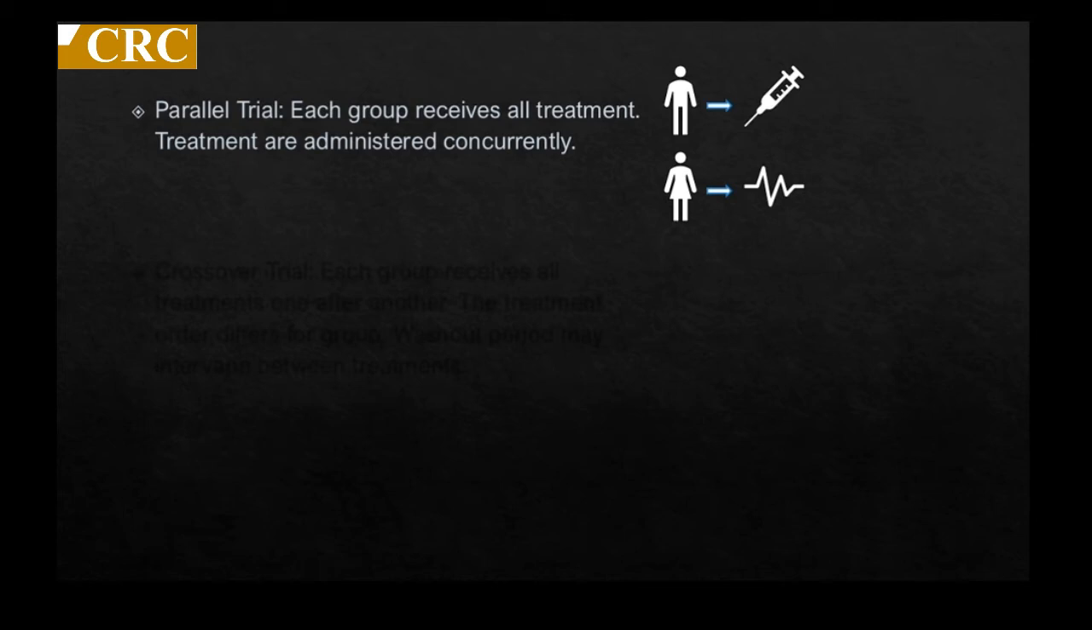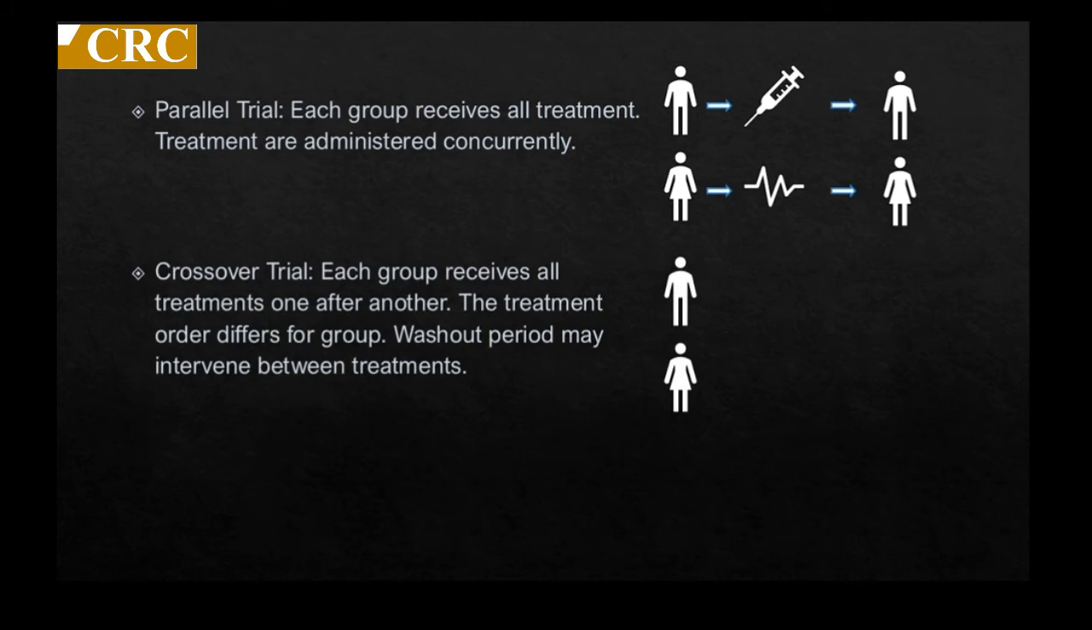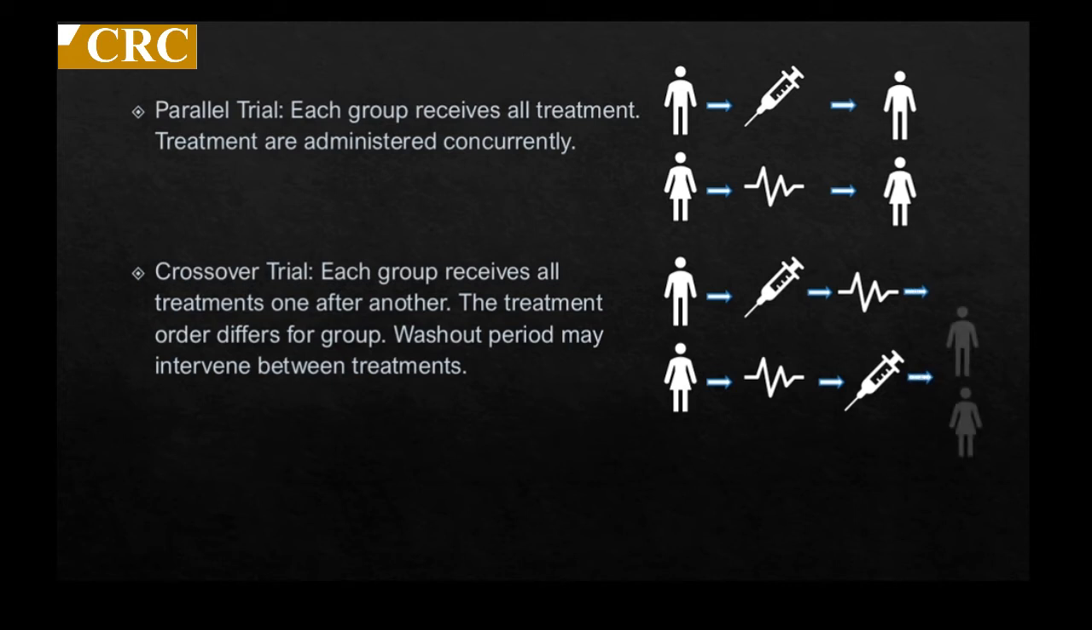Crossover trials. In crossover trials, each group receives all treatments one after another. The treatment order differs for the group. A washout period may intervene between treatments. In crossover trials, a person may serve as his own control. The two groups usually switch treatments at the same time, and there is often a washout period between the end of one treatment and the start of another. This gives the body time to metabolize and excrete the initial treatment.